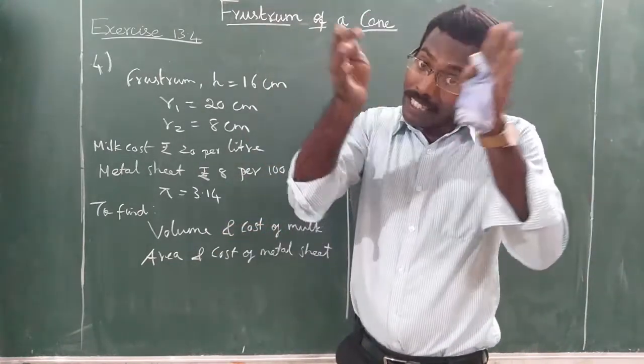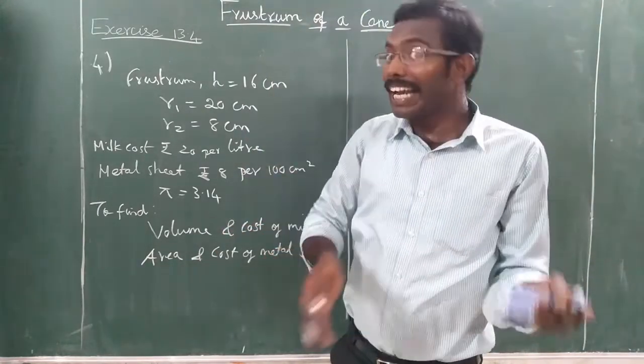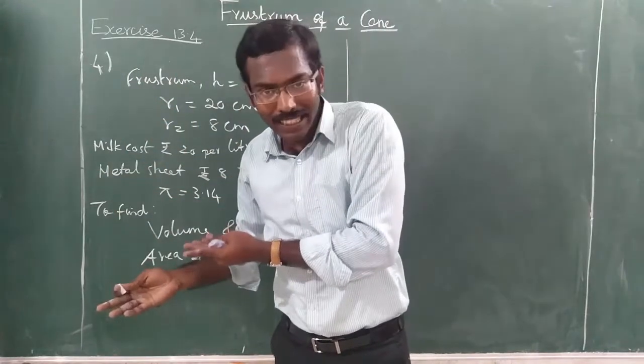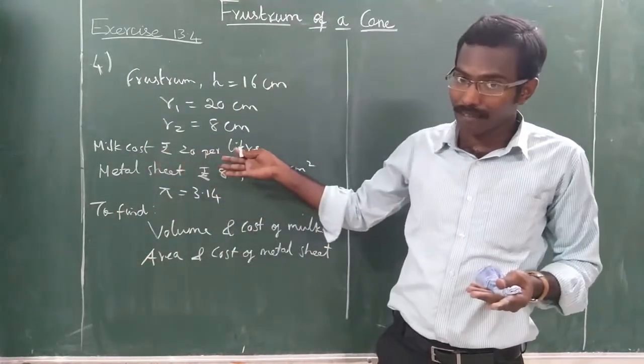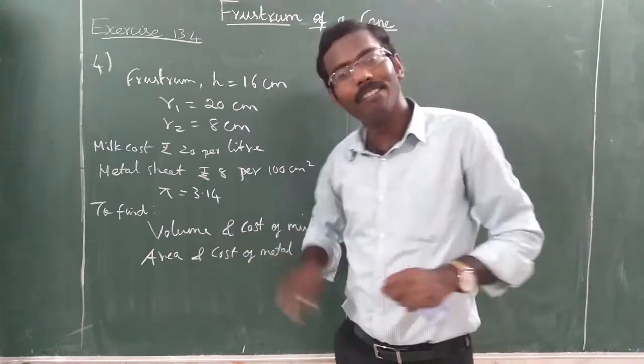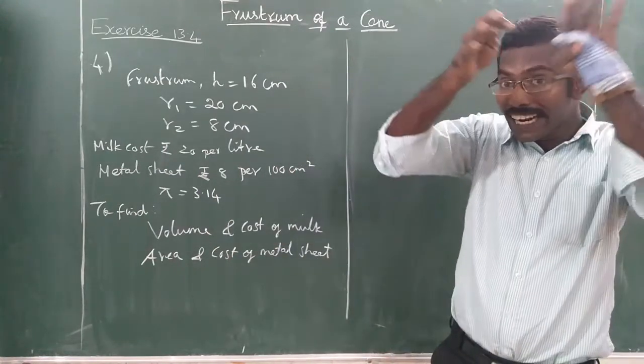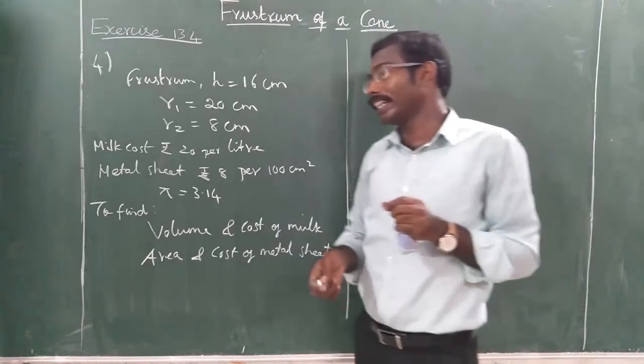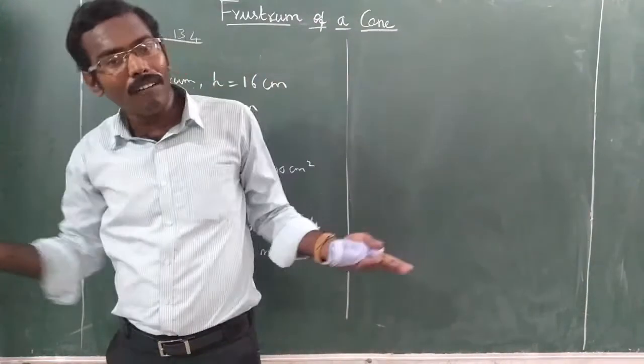Therefore, the capacity, the volume of the milk, is equal to the volume of the container. The container is the frustum, so it is the volume of the frustum. Understood? So you have to find the volume. Then you have to find the area of the metal sheet. It is mentioned the container is made up of metal sheet.